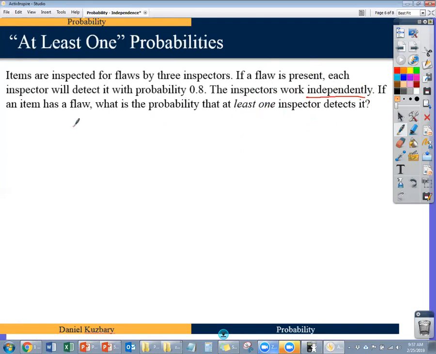And the question is, if an item has a flaw, what's the probability that at least one inspector detects it? So maybe we're not interested in the inspectors doing it perfectly because no one can really do it perfectly, but we are interested in the defective items being caught. So all we really want is just one of them to detect it, or two of them would be fine, or three of them would be great, but we just want at least one. So we're going to find the probability at least one detects the flaw.